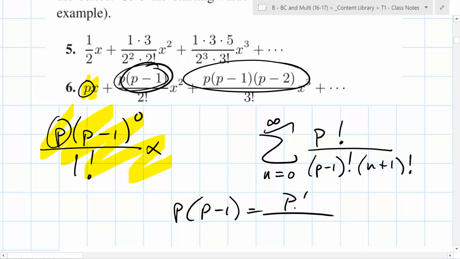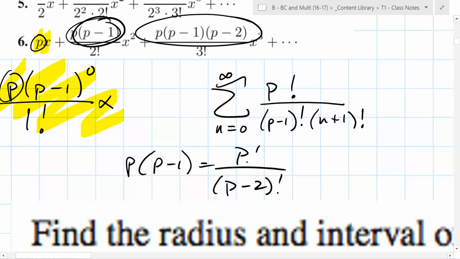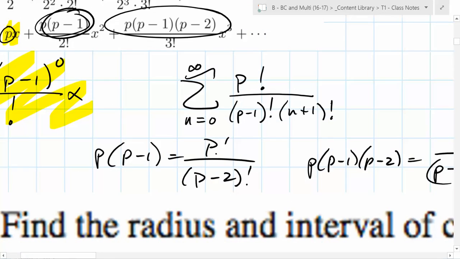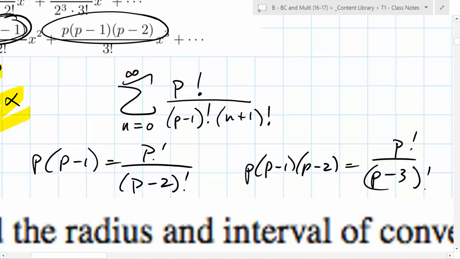That's P factorial over what? P minus 1 factorial. P minus 2 factorial. You need the next one, right? And then what is P times P minus 1 times P minus 2? That's P factorial over P minus 3 factorial. Do you agree? Yeah. So which number down here do we have to mess with?